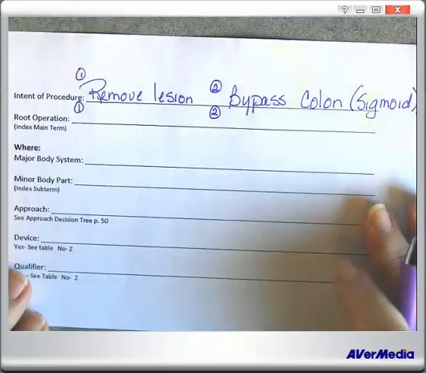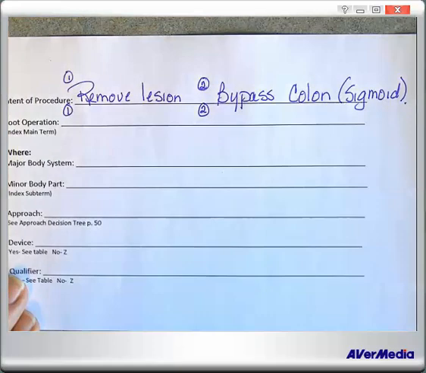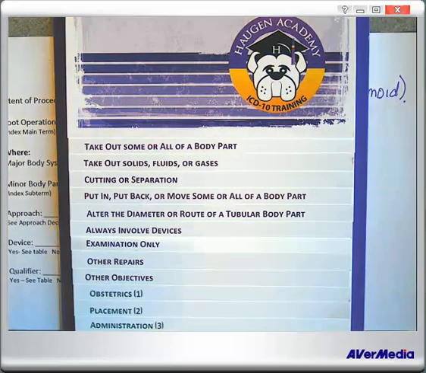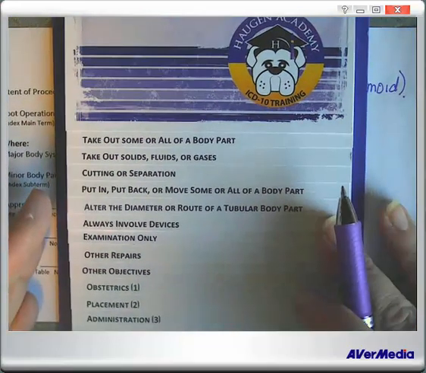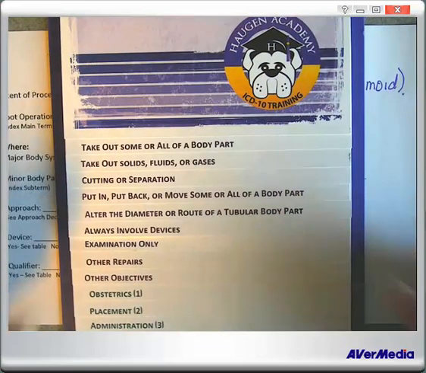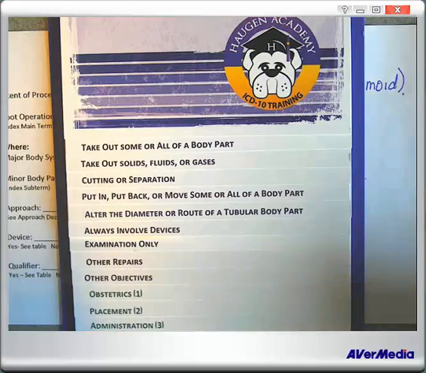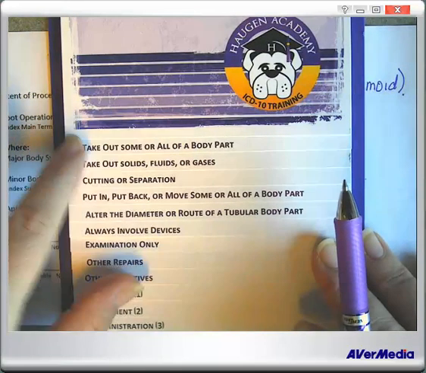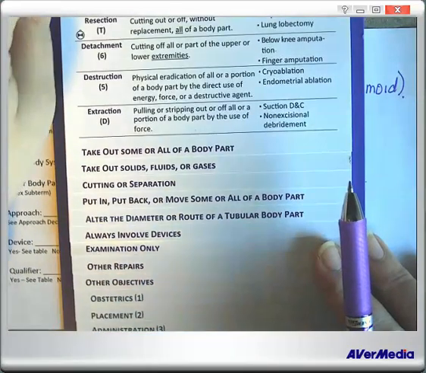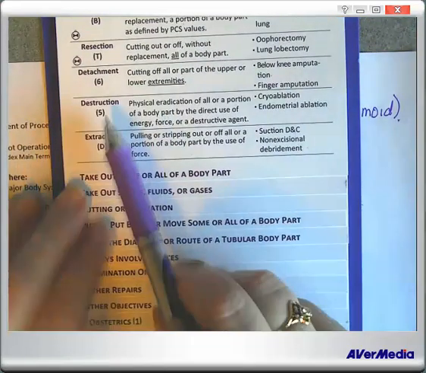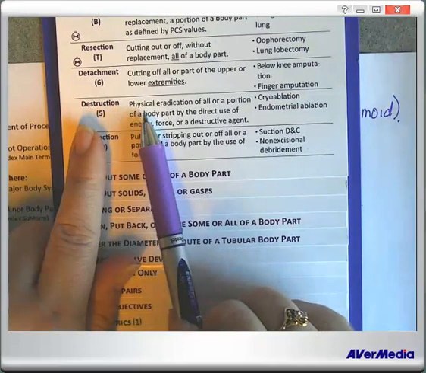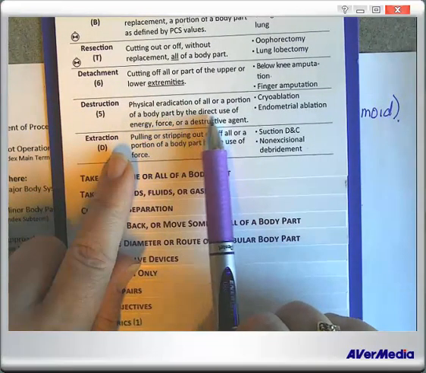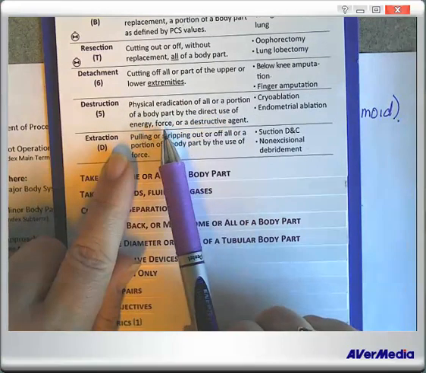So the first one we need to think about is, let's get out our handy dandy Hogan Academy PCS root operations flip books, okay? And let's think about it. A lesion is something that is growing that's not supposed to be there as part of a body part. So if we look at take out some or all of a body part, we're going to look at destruction here. And that is physical eradication of all or a portion of a body part by the direct use of energy, force, or a destructive agent.